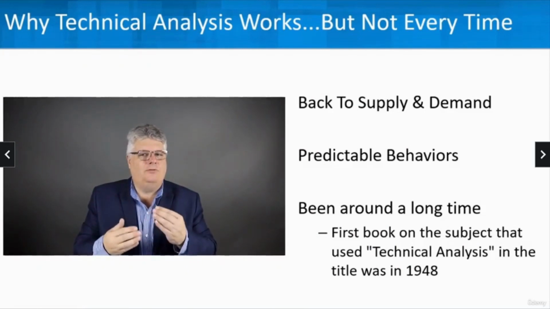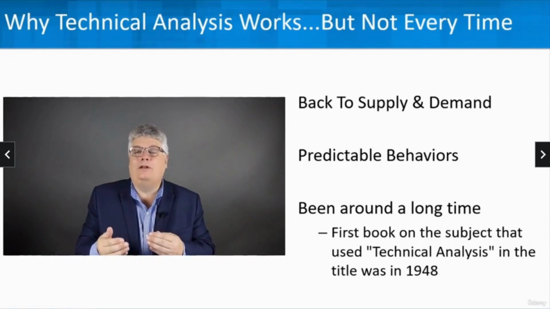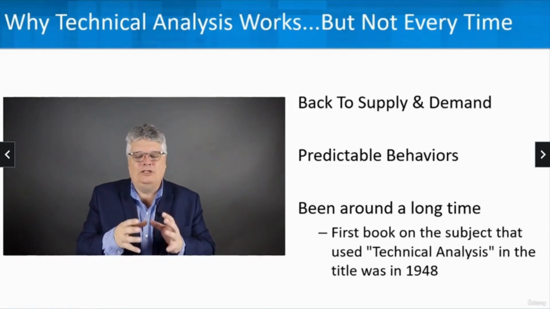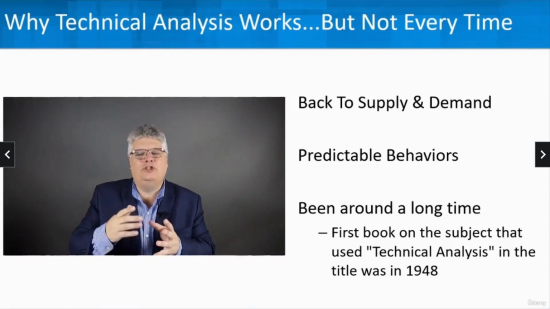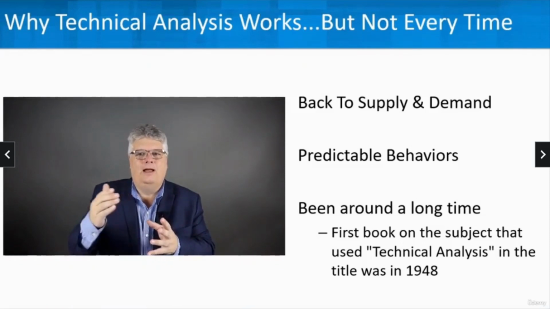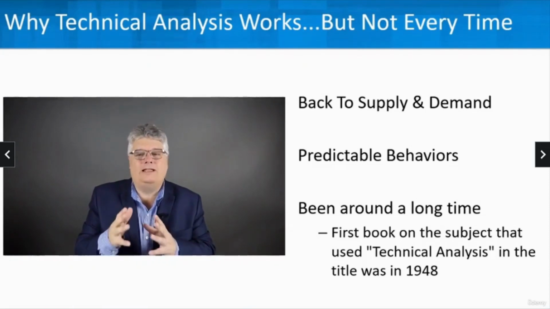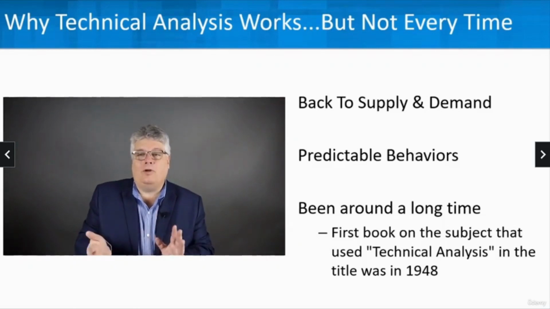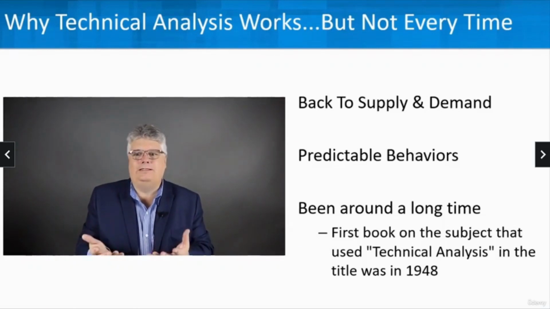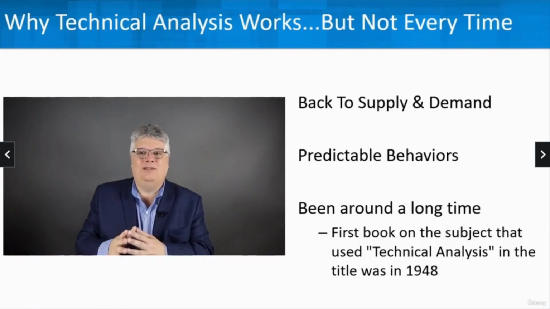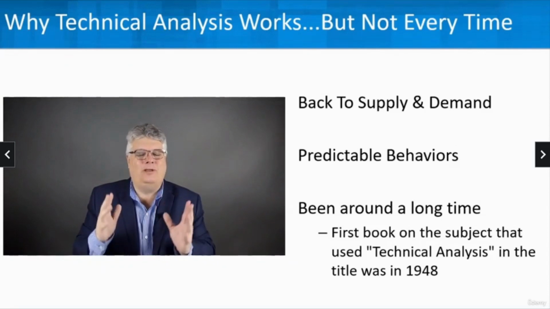And so supply and demand leads to predictable behaviors. If we start seeing certain patterns or certain things happening, we can anticipate that there are going to be changes as a result of that supply and demand. And it's been around a long time. It's been around since the first time it was ever talked about in the book I read, which was in 1948. So it's not something brand new that's never been proven or tested.